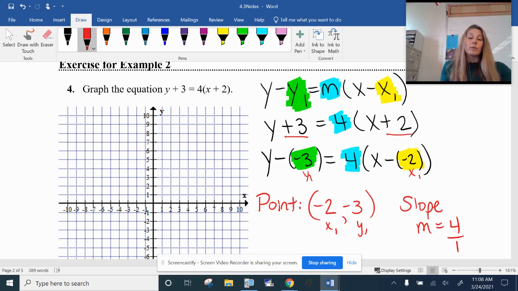So now to graph this, once I have identified my point that's in the point slope form, which is -2, -3, I can plot that on my coordinate plane. I'm now using my slope as a rise over run. So I'm rising 4, so going up 4 and then running 1 to the right. Rising up 4, 1 to the right, rising up 4, running 1 to the right. And that's how I would get my line.